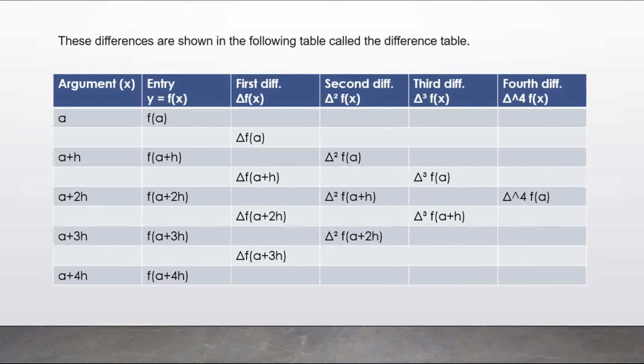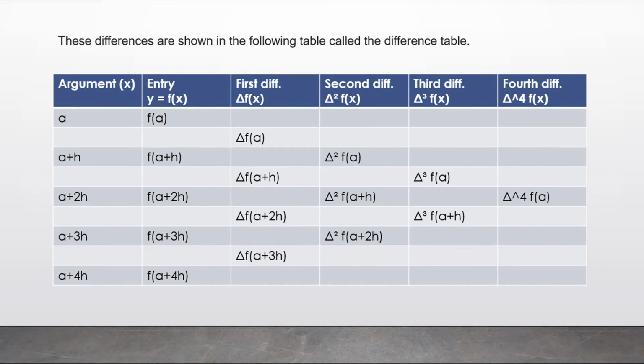Second difference, delta square f of x. Delta square f of a is equal to delta f of a plus h minus delta f of a. Delta square f of a plus h is equal to delta f of a plus 2h minus delta f of a plus h. Delta square f of a plus 2h is equal to delta f of a plus 3h minus delta f of a plus 2h.